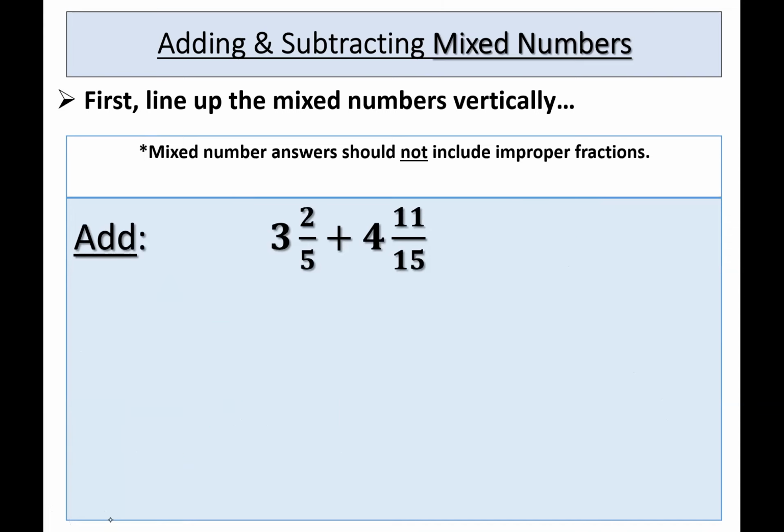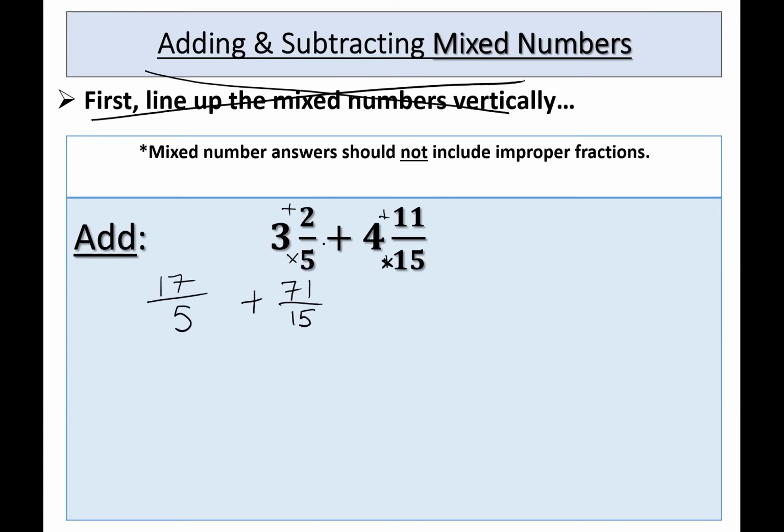Okay, so let's say you wanted to do it a different way. Let's say you wanted to change them to improper fractions right away. So rather than lining them up vertically, let's change them to improper fractions. So 3 and 2/5, 5 times 3 is 15 plus 2, that's going to be 17/5, plus then 4 and 11/15, we multiply and then add. 4 times 15 is 60 plus 11, that's 71/15.